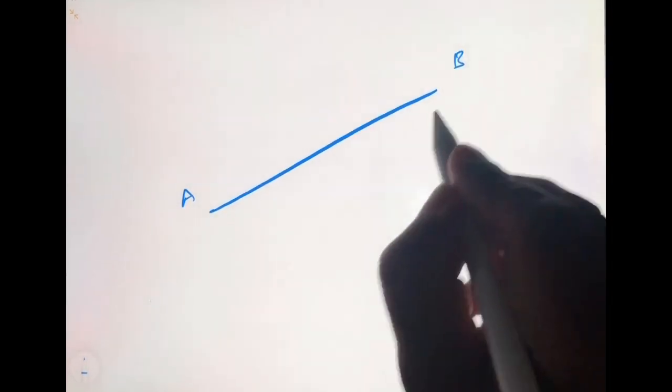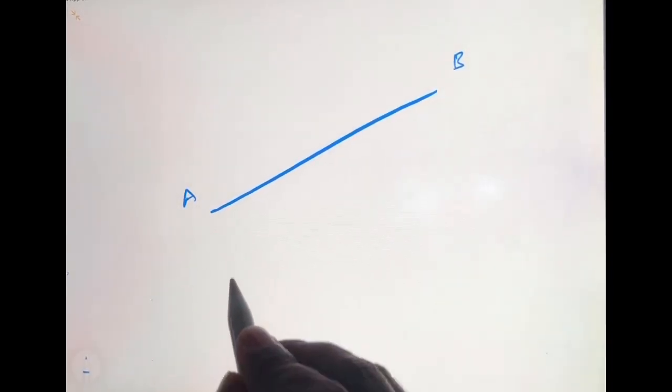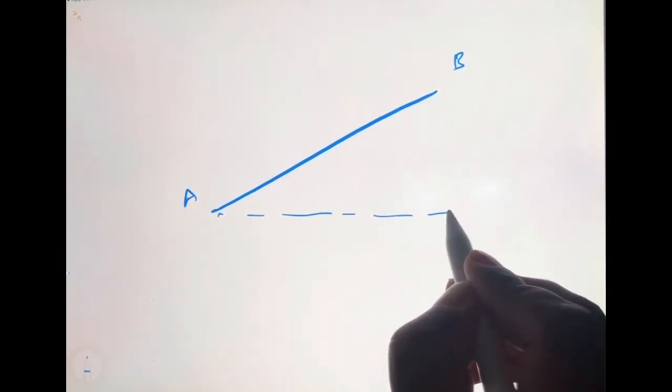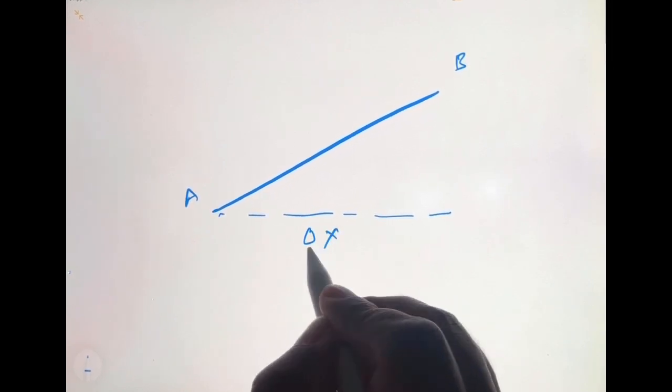Now let us learn something about the slope of a graph, how to calculate the slope and what it signifies. So imagine this is an inclined line A to B. When you go from A to B, as you will notice, you are covering a horizontal distance which we call delta x.